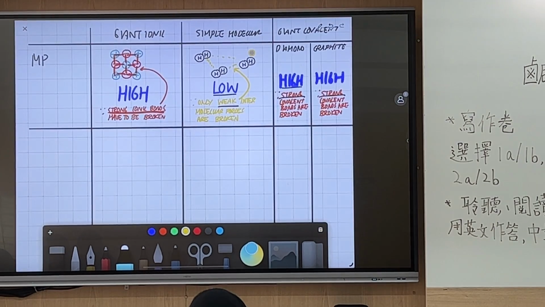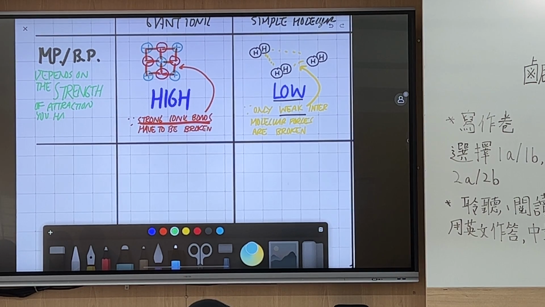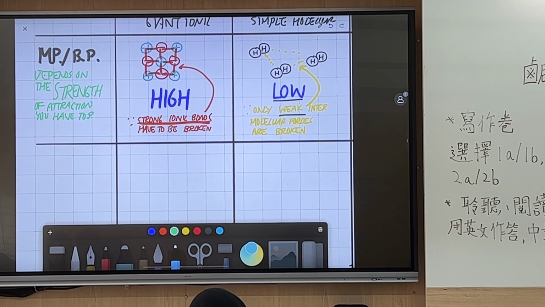This is what you should put down in the melting point or boiling point column on your worksheet right now. You see I already wrote this down for you. This depends on the strength of attraction that you need to break. If they are strong bonds, high melting point. If they are weak bonds, low melting point. You don't have to copy this in green. I already wrote it down for you in the first column.